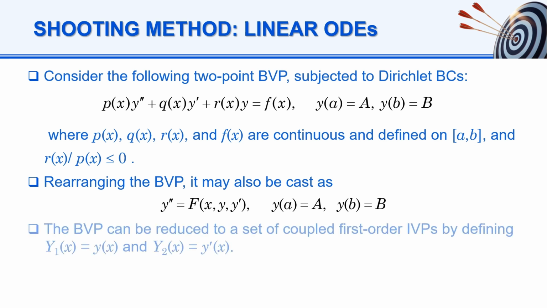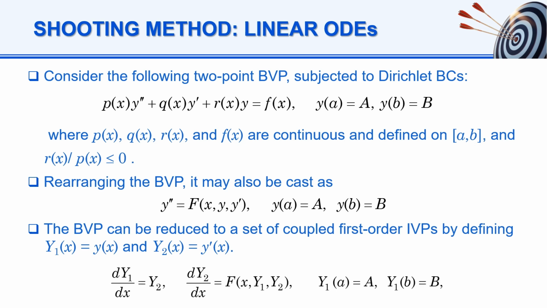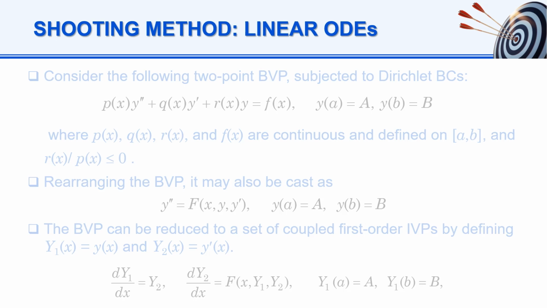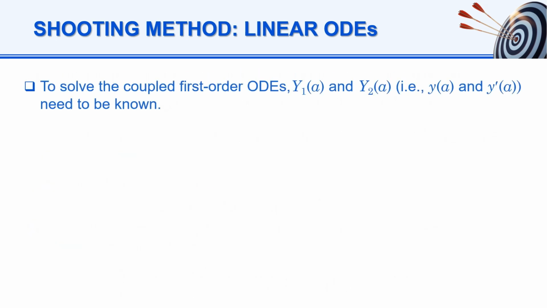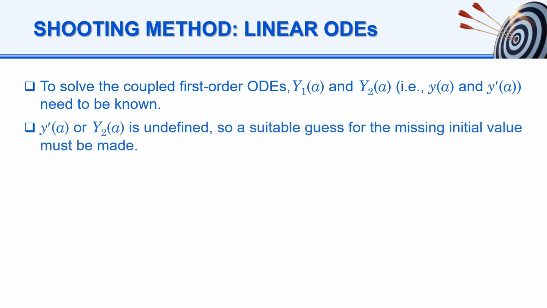The boundary value problem can be reduced to a set of coupled first-order initial value problems by defining uppercase Y1 equals y and uppercase Y2 equals y prime, which can be expressed as follows. To solve the coupled first-order ordinary differential equations, uppercase Y1(a) and uppercase Y2(a) need to be known. Y prime at a, or uppercase Y2(a), is undefined, so a suitable guess for the missing initial value must be made.